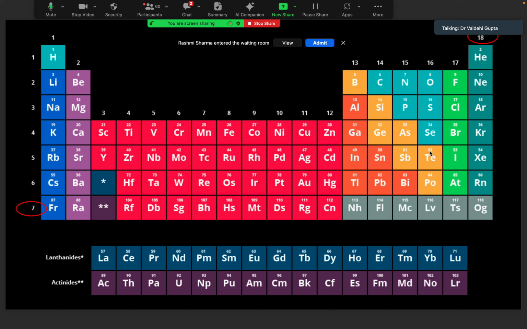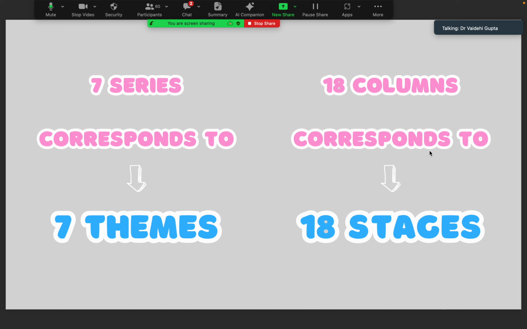There are 7 rows in a periodic table. They are horizontal rows. They are also called series, and there are total 18 groups which are also called columns. 7 series or rows corresponds to 7 themes. So there are 7 themes in the periodic table as per the rows, and there are 18 columns that correspond to 18 stages. So there are 18 stages as per the columns.